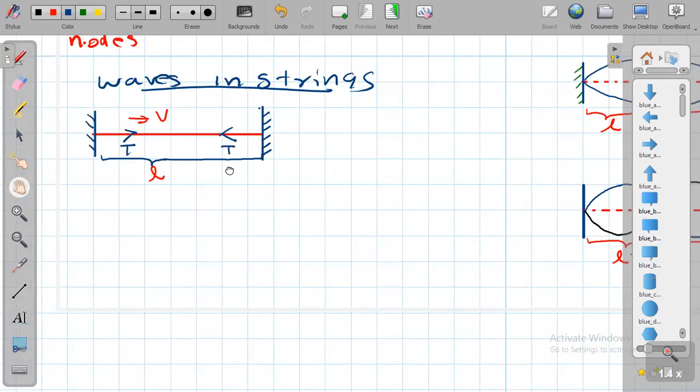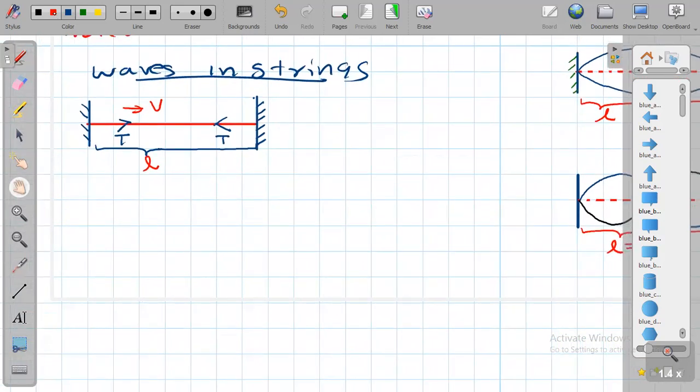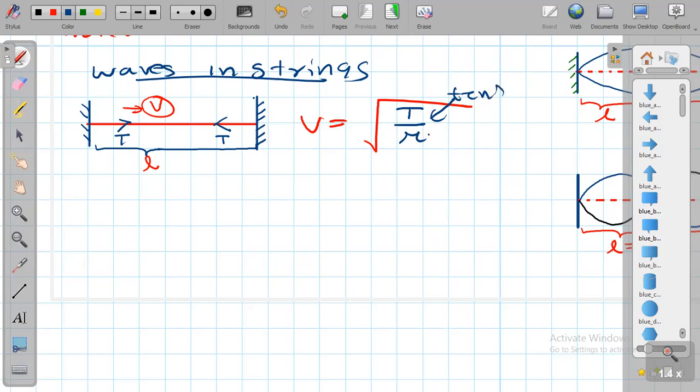Okay. Now let me explain the waves in strings. Strings can be tensed like this. The speed of the wave depends just on this equation: v equals the square root of T over mu. No derivation here, it's a university level thing. You just need to remember it. T is the tension, while mu is the mass per unit length. Okay.